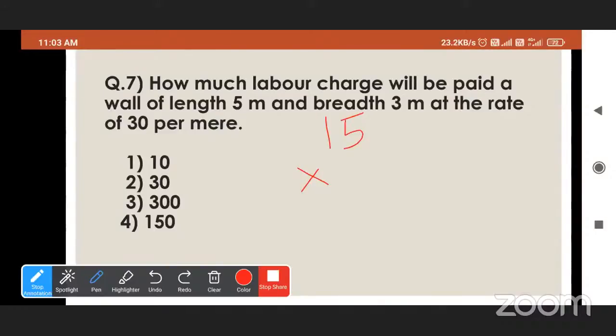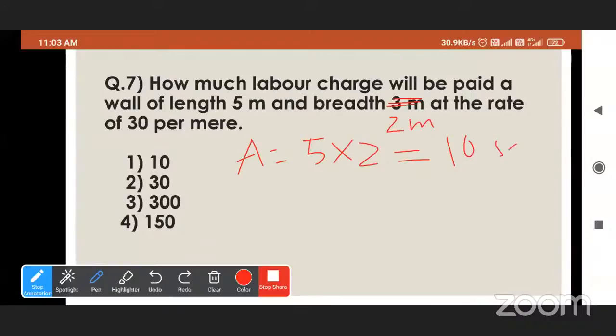Sorry, this is not right. See, the question will be changed. This is 2 meters, okay? Not 3 meters. 3 meters is incorrect. The length is 5 meters and breadth is 2 meters at the rate of 30 per meter. So area is 5 into 2, that is 10 square meters. So the rate is 30 per meter. So to find out the cost of that wall, that is 10 multiplied by 30.